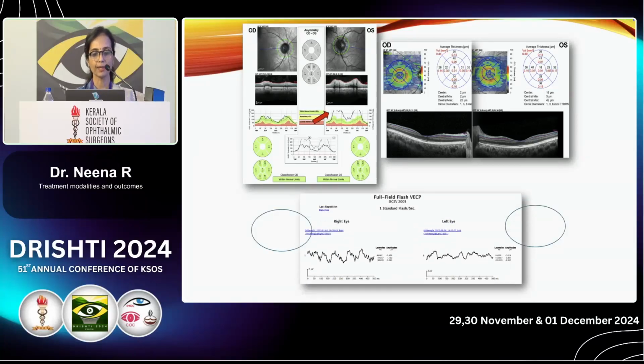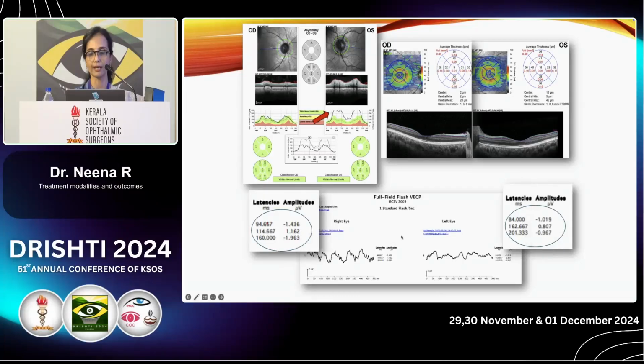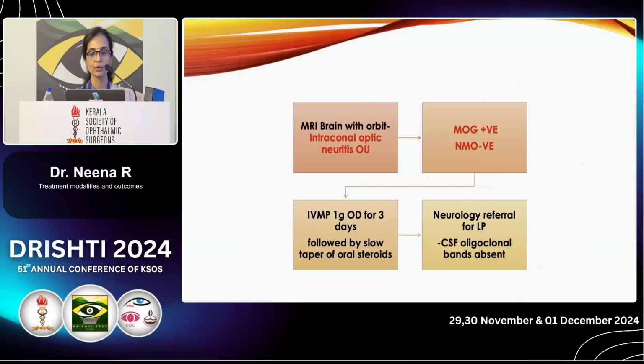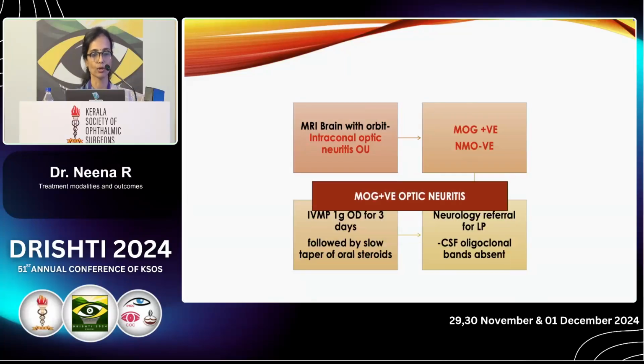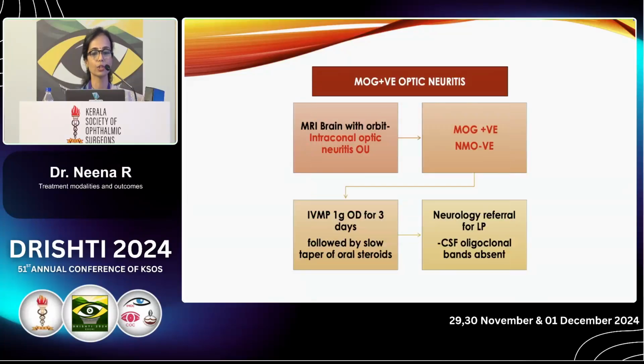So we did a VEP. Waveforms are very poor even in flash VEP, but what you can see is that in the left eye the latency is much higher, 162 compared to 114. So 125 is your maximum that you have on flash VEP. So latency is prolonged. Left eye had RAPD also. So I am thinking about bilateral optic neuritis here, and it was. The MRI brain with orbits showed intracanalicular optic neuritis in both eyes.